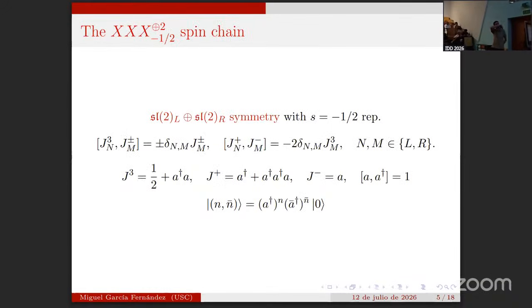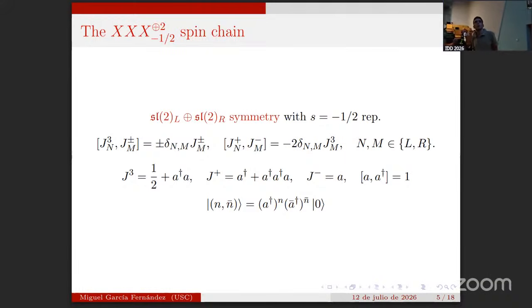As I said, this spin chain is invariant under two copies of SL2 that I will denote by left and right. These generators transform in the so-called spin minus 1/2 representation. This is an infinite-dimensional representation that can be expressed by introducing two sets of bosonic oscillators, a for the left copy and a bar for the right copy. With these oscillators, J Cartan is essentially the bosonic oscillator number, J plus is the creation operator, and J minus is the annihilation operator. Then the Hilbert space of our spin chain is the lowest weight module of this representation.